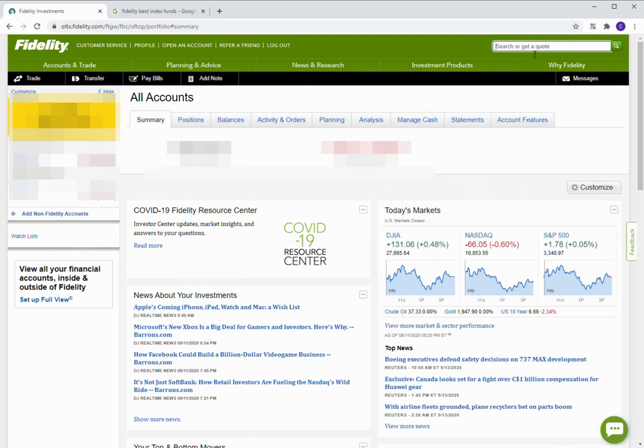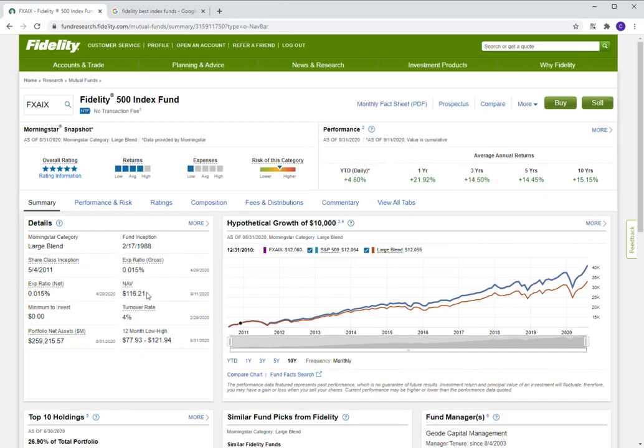You see here it says get search or get a quote. So this is where you're going to put your ticker. And here is our info page for the Fidelity 500 Index Fund, or the FXAIX. So anytime you are looking at any sort of index fund or mutual fund, it's going to look something like this. You're going to see the overall Morningstar snapshot.